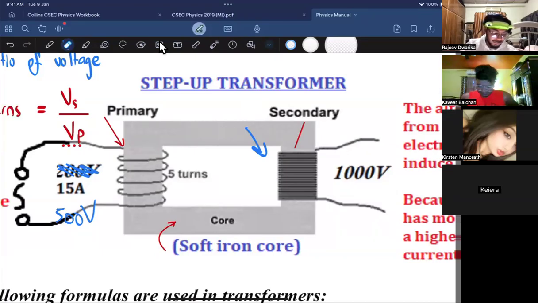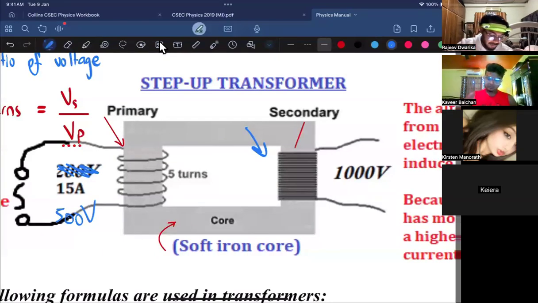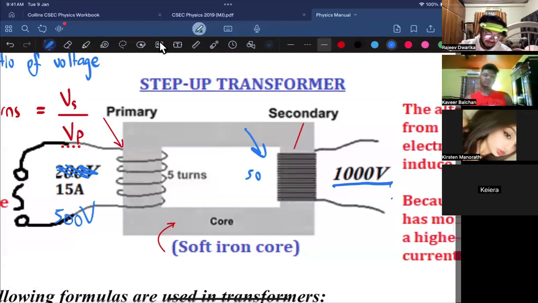Let me see if you can figure something out. If I use 50 turns, try to figure out the voltage. What will be the new voltage? So if we use 50 turns instead of 25, and the primary voltage is 500, try to figure out what the voltage will be. 25,000? You said 25,000? Nah, that's not it.